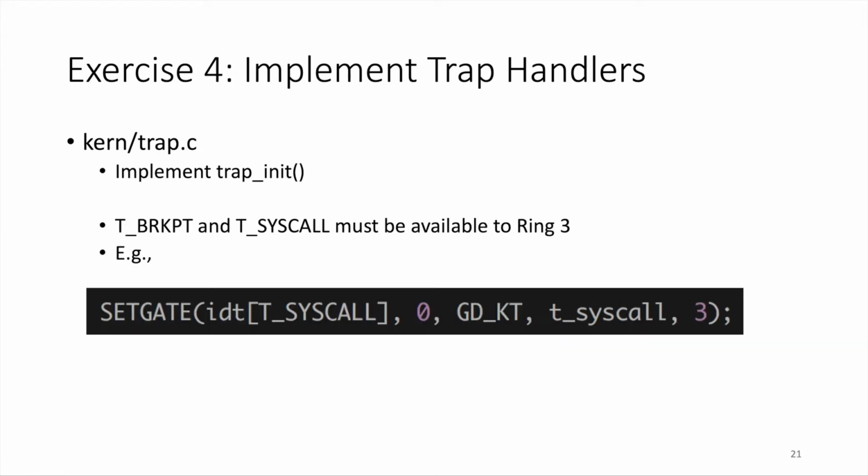And in doing this, for breakpoint and system call, only for these two interrupt numbers, please set them to be allowed for ring level 3, because those can be invoked from ring 3. And you can set that by putting the number 3 as the last argument of the SETGATE macro. That indicates this is allowed for ring 3.